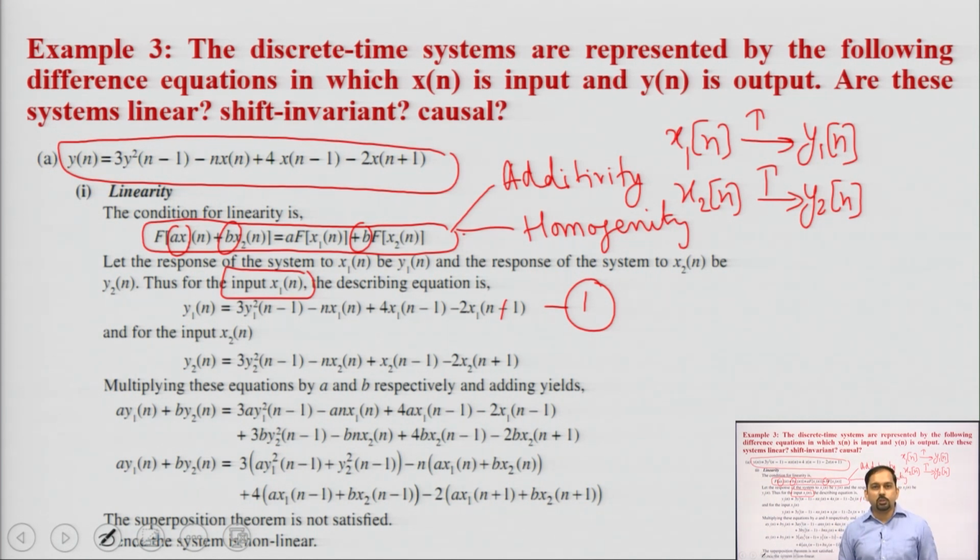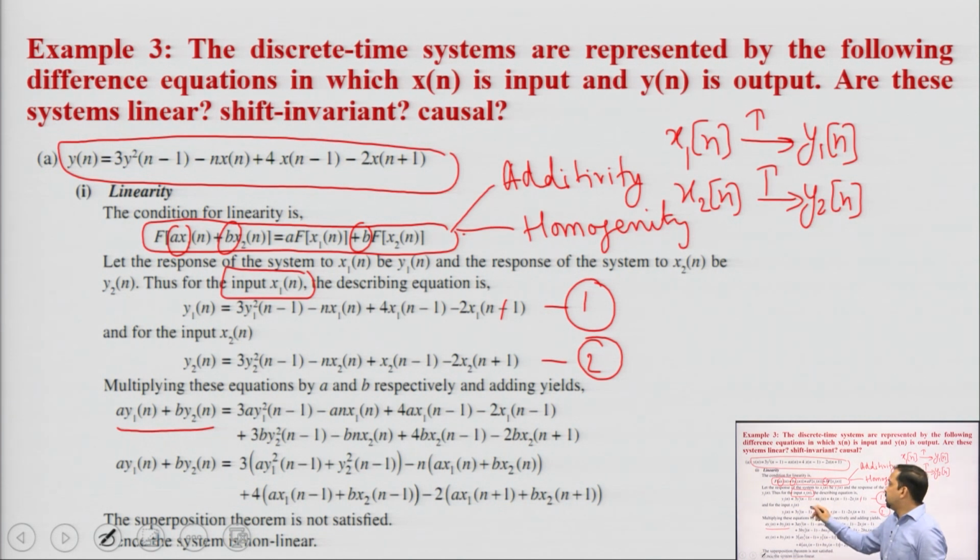So, this is the first equation. Now, when the input is x2, definitely the output will be y2. So, we are getting a next equation here when the input is x2. Now, we will multiply both these equations, first and second, by constants a and b respectively. So, we are getting a multiplied by y1[n], and here we are getting b multiplied by y2[n], and we are just performing the addition. So, on the left hand side, we are getting a times y1[n] plus b times y2[n].